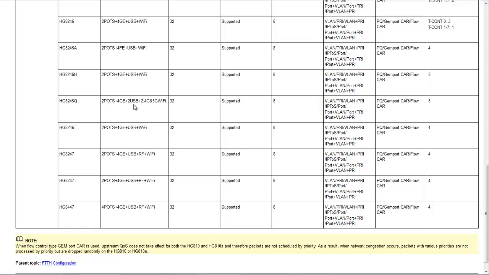8245Q has 2 voice ports, 4 GE ports, 2 USB and 2.4G and 5 GHz Wi-Fi. 8245T has 2 voice ports, 4 GE ports, USB plus Wi-Fi. 8247 is the same: 2 voice ports, 4 GE ports, USB, 1 CATV port and Wi-Fi. 8247T has 2 voice ports, 4 GE ports, USB, CATV and Wi-Fi. 8447 has 4 voice ports and 4 GE ports, USB, CATV RF and Wi-Fi.